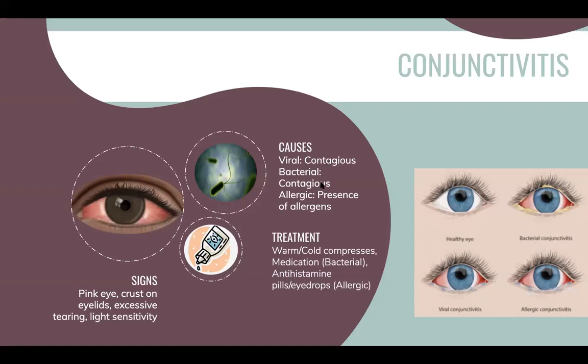There are 3 types of conjunctivitis: viral, bacterial, and allergic. Viral and bacterial are both contagious, something you catch, I guess. But allergic is just because there are allergens that trigger it. If you look at the picture here, they all look somewhat similar.